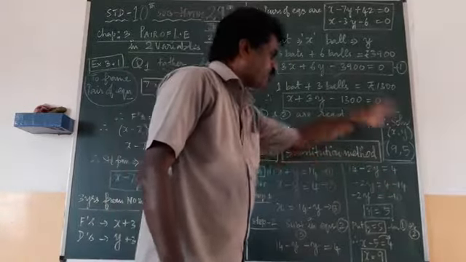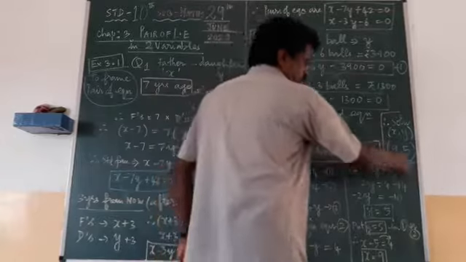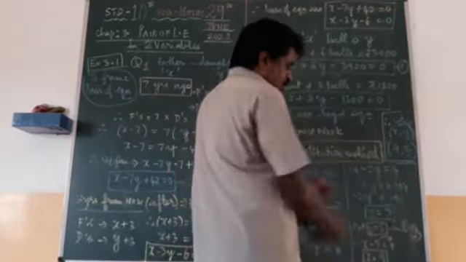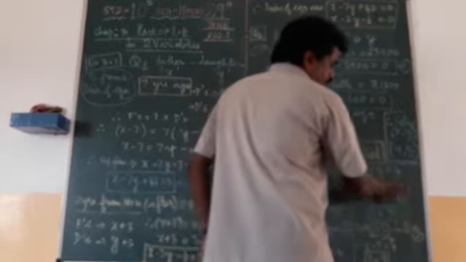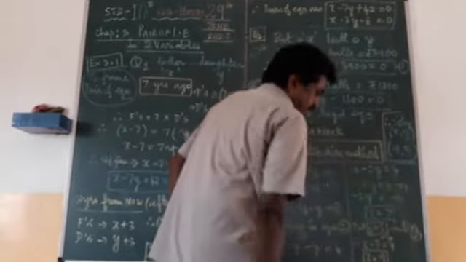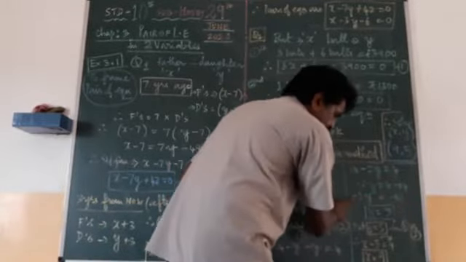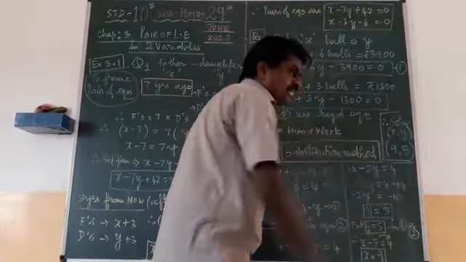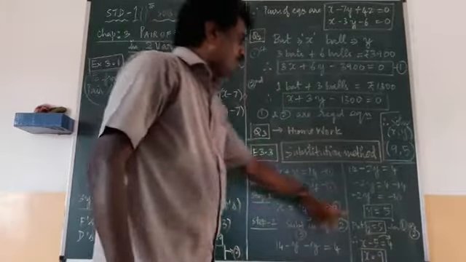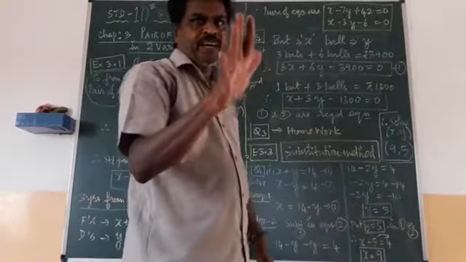Then take the number to the other side. I have taken the number to the other side: minus 14. So minus 2y equal to 4 minus 14. Simplify it, so you will get minus 10. Here minus 2, both we are cancelling, dividing. You will get y equal to 5.